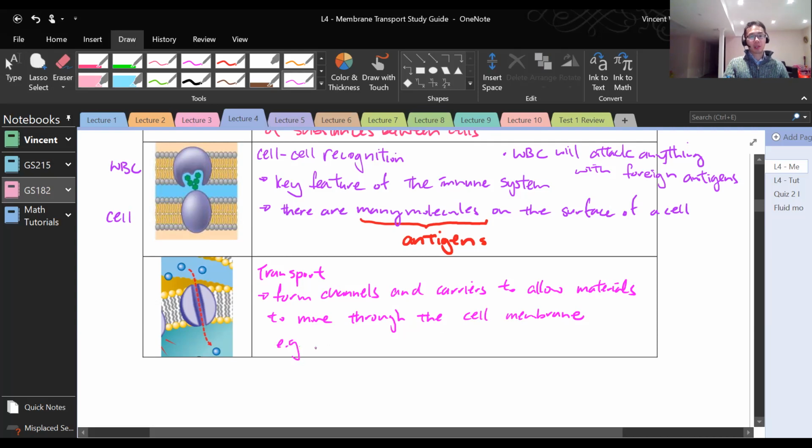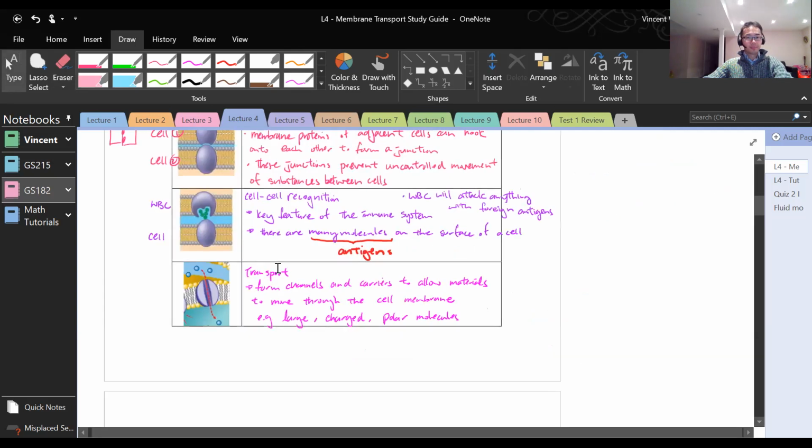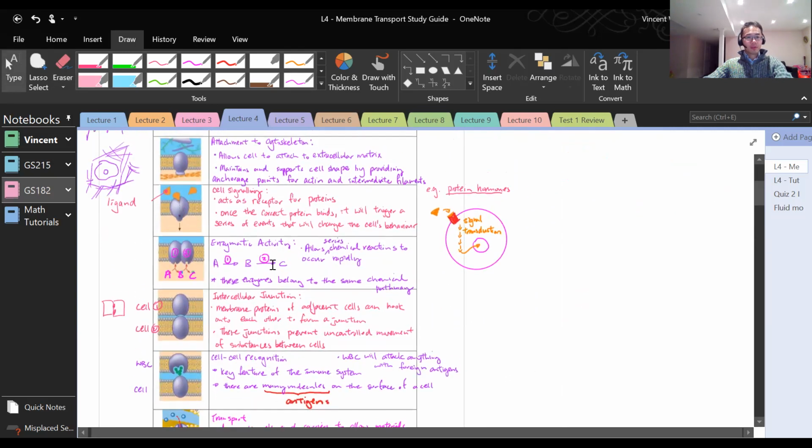So, for example, large molecules, right? Charged molecules. Okay, and polar molecules. They would need help using transport protein. So there you have it. Those are the functions of the cell membrane protein. Anybody have any questions about any of these before we move on?